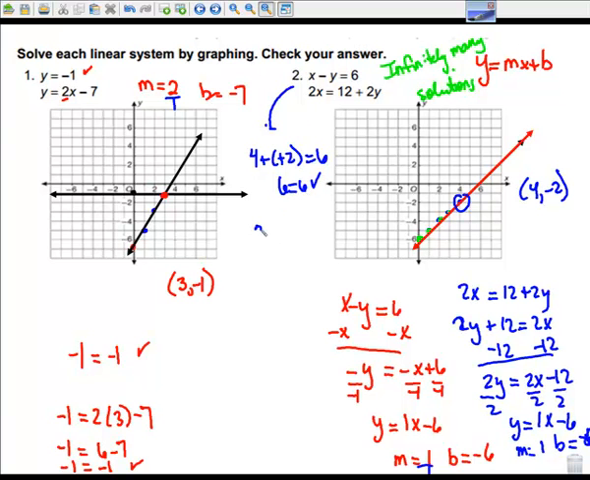And for my next one, I have 2 times 4 equals 12 plus 2 times y is negative 2. So 8 equals 12 minus 4 because I have a 2 times a negative 2. And 8 equals 8, so it does check. And again, you could pick any of these points on the line and it would work.